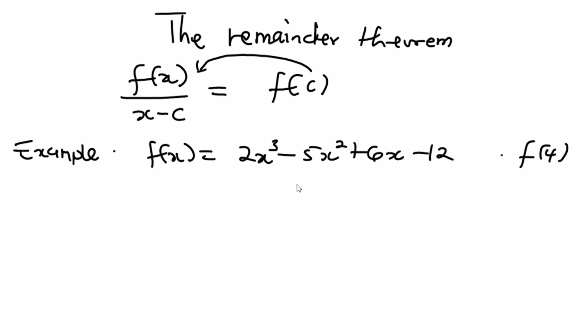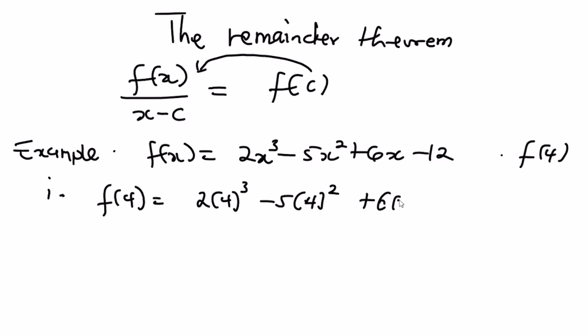Remember, when we're doing the synthetic method, at the end we get a remainder. Yes, that's the remainder that we are talking about here. Okay, so first let's do the first aspect, putting it straight into the function. So f of 4 will be equal to what? 2 times 4 cubed minus 5 times 4. So we are just putting in the value 4 into the function. So it's not something difficult.